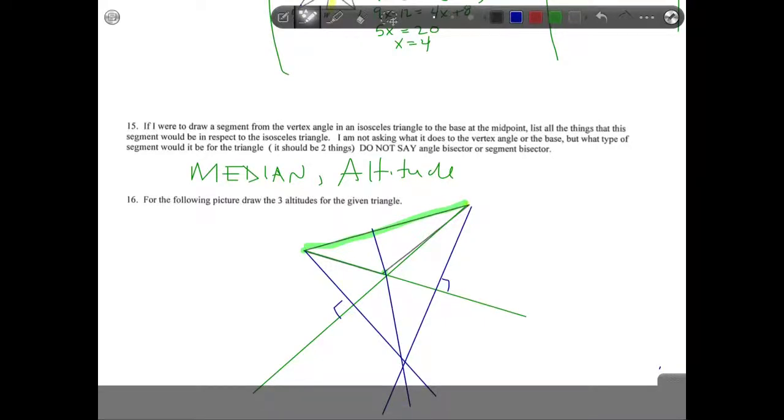And if you've done this correctly, which is a little bit off, they should all three intersect at the same point. So those are all your altitudes for that triangle. It's an obtuse triangle, so your altitudes intersect on the outside of the triangle. That point right there, we talked about in class being the orthocenter.